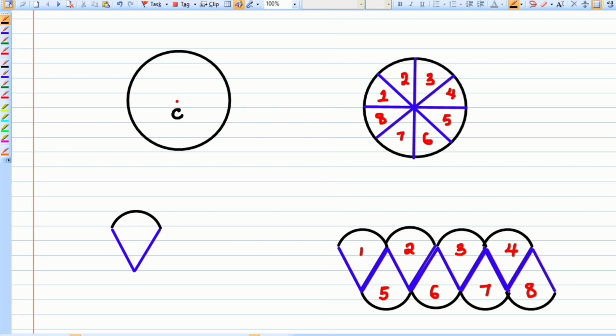For the area of a circle, every circle must have a center. So this is our center here. We're just going to try to divide this circle into 8 equal parts. Now it's not compulsory. You can divide it even up to 16 equal parts as the case may be. So for simplicity, let's divide into 8.